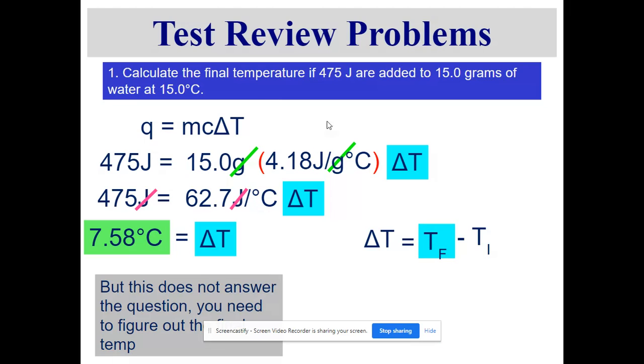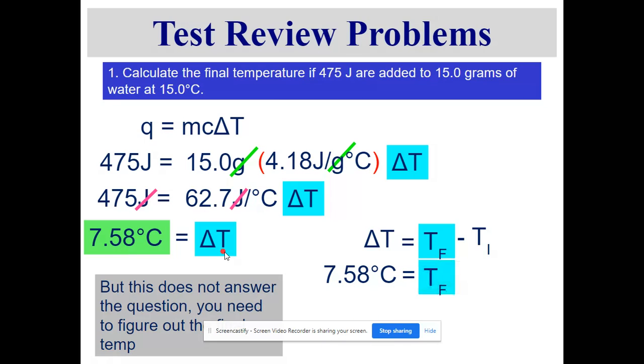Since our delta T we solved to be 7.58, that's going to go in for our delta T. We don't know our TF, that's what we're finding, so it just gets dropped down. And then our initial temperature we get from the problem up here at 15 degrees Celsius. So our initial temperature is the 15. Now we have to get TF by itself.